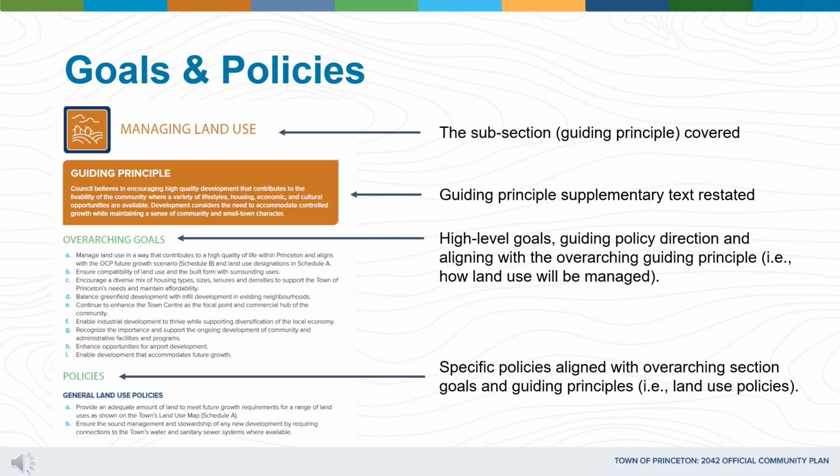Here you can see an image of what a section looks like. First, you will see the icon and guiding principle covered in the subsection. This is followed by a restating of the guiding principle's supplementary text. Following this is the overarching goals of the section. These high-level goals guide policy direction and align with the overarching guiding principle. After the overarching goals, you will find the policies. These specific policies are aligned with the overarching section goals and guiding principles.